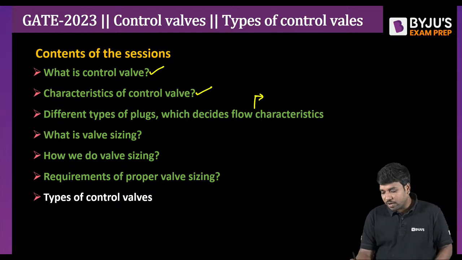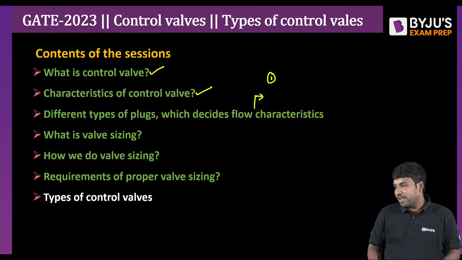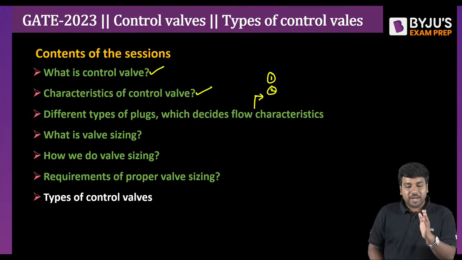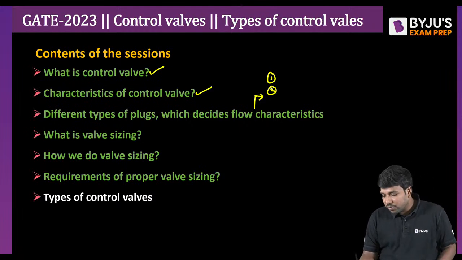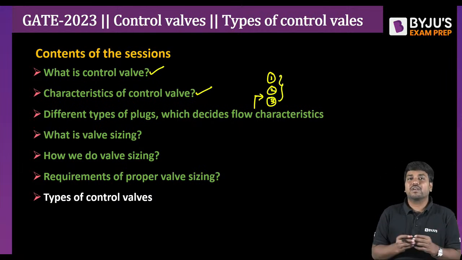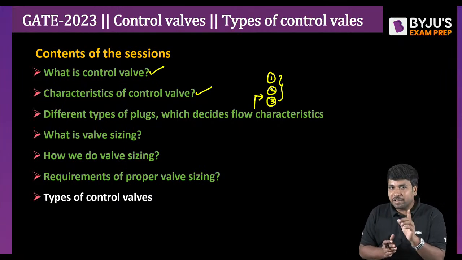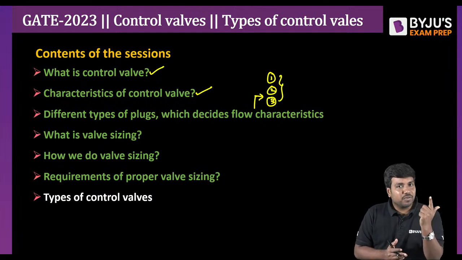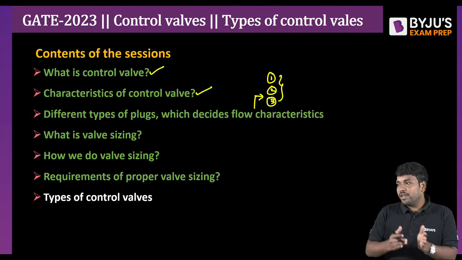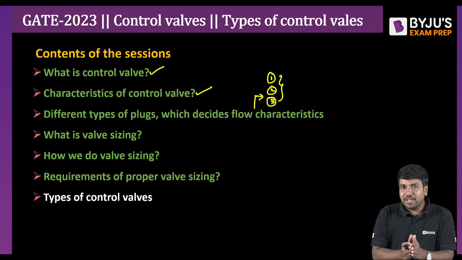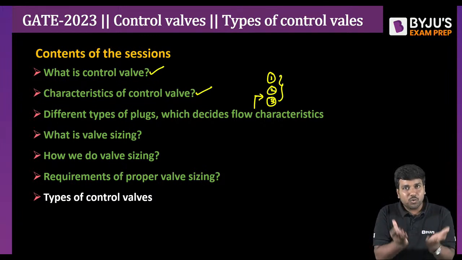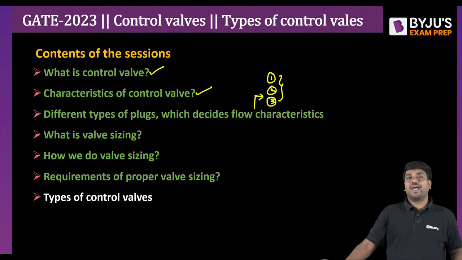One among them was the quick opening valve. I hope you remember this. The second one was the linear valve and the third one was the equal percentage valve, right? So these three valves we have already discussed so elaborately. Again I am repeating: the quick opening valve, the second one the linear type valve, and the third one the equal percentage valve. In case any one of you missed these sessions, I sincerely request you to please go and find these lectures in the same playlist and explore those concepts before going to the topic of types of control valves.